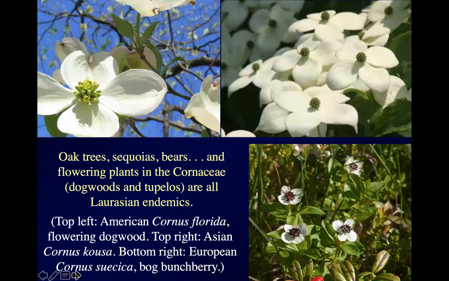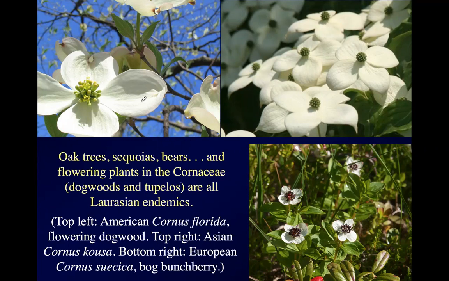Now, Pangaea would have rifted into a northern half and a southern half, and you've seen a number of examples of living taxa that are unique to that southern half that we call Gondwana. If you're wondering about taxa that are unique to the northern half, well, there's a lot that you'd know. Oaks, sequoia trees, sequoia redwoods in general, including bald cypress, which is the one that we get around here. Bears, great example. And flowering plants in the Cornaceae family.